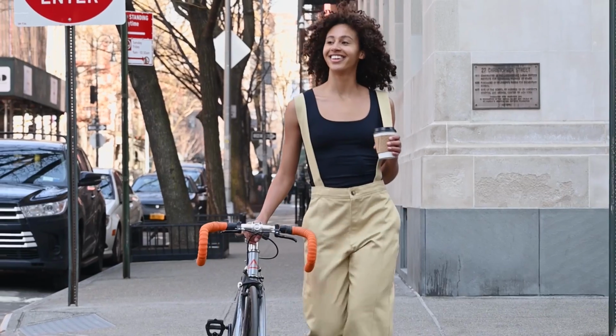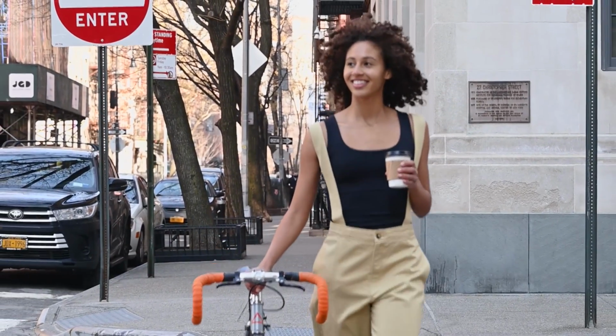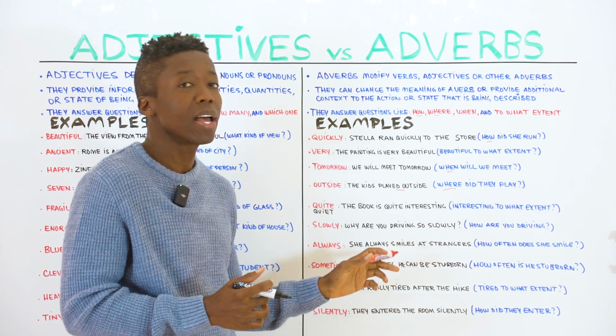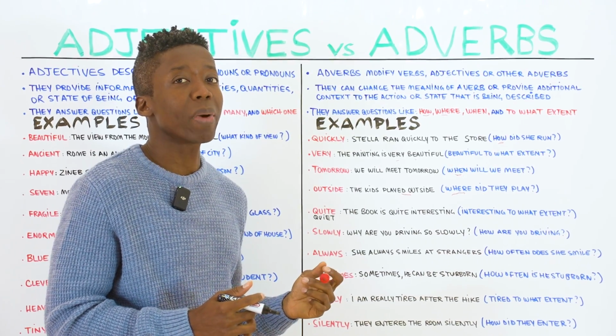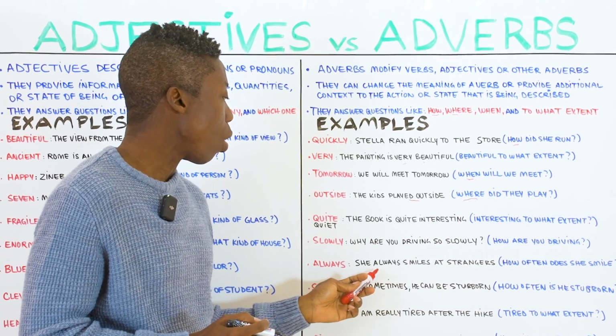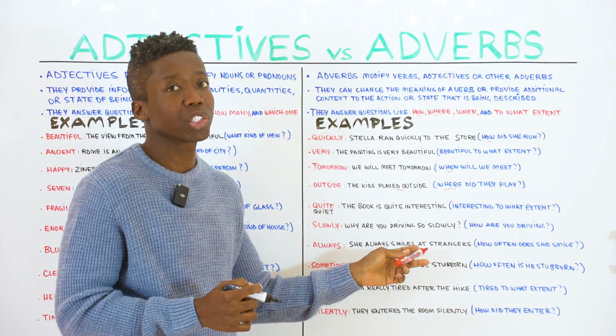So, well, she always smiles. All right, always smiles. N'oubliez pas de prononcer le S lorsque vous parlez. Smiles. Ne dites pas smile. Okay? She always smiles at strangers.